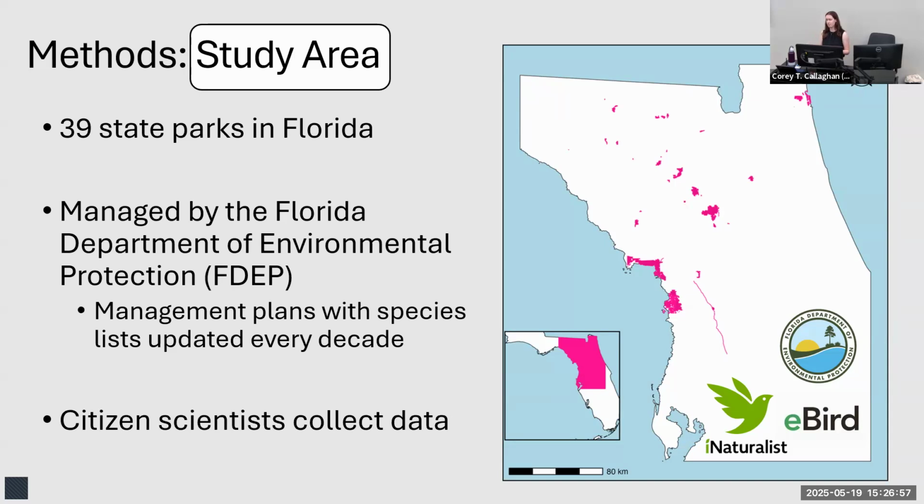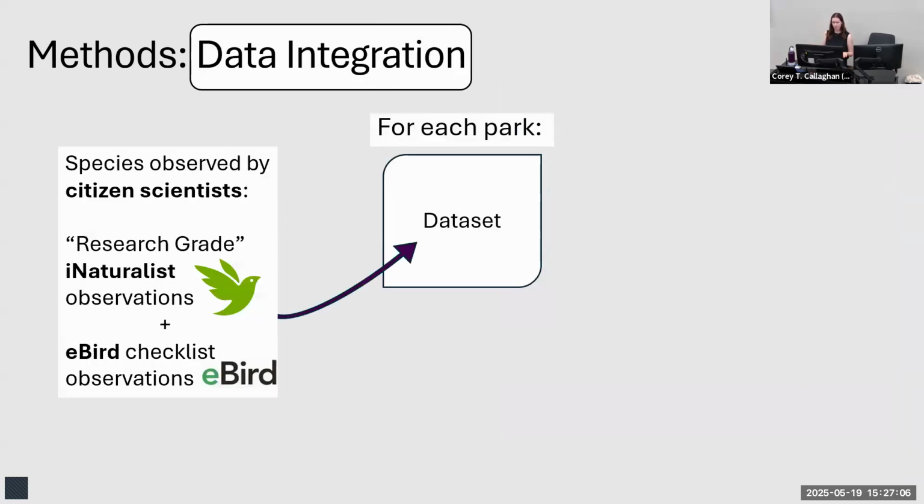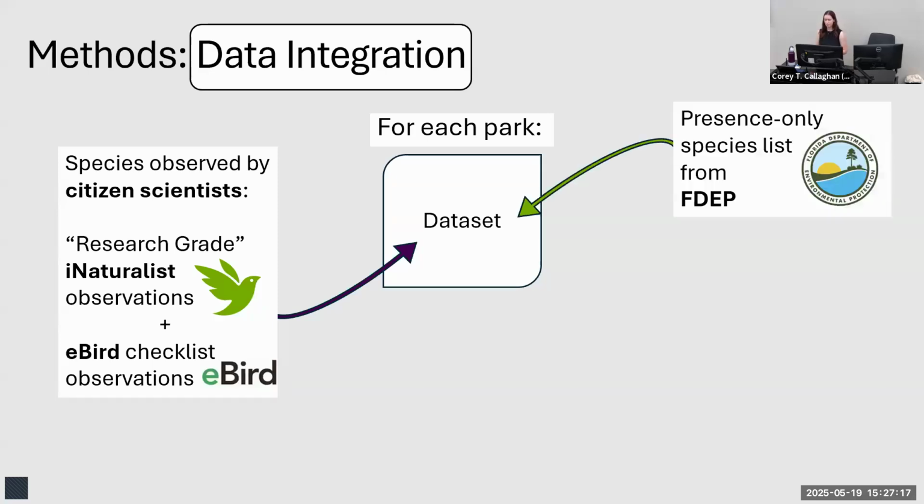Since these are parks, they're open to people, and citizen scientists are also collecting data in these parks. For each park, I made a data set that had a citizen science species list, which was an aggregation of research grade iNaturalist observations and eBird checklist observations, and an FDEP species list. That was the list from FDEP for presence only species lists that they use in their management plans.